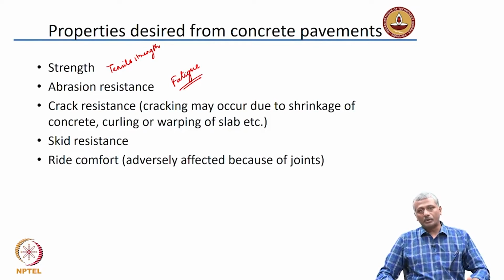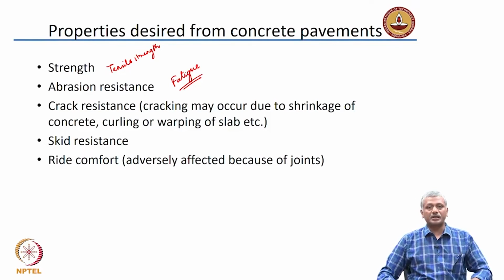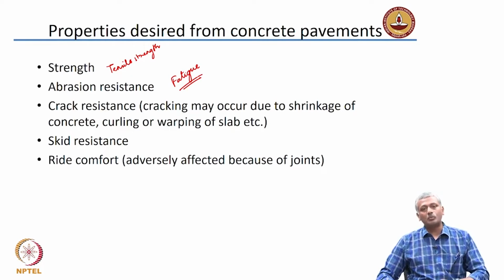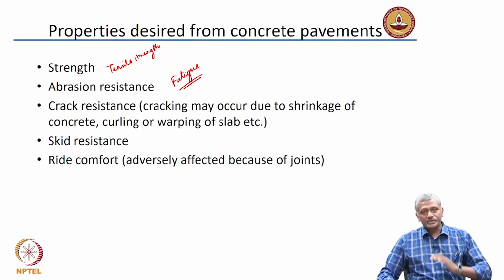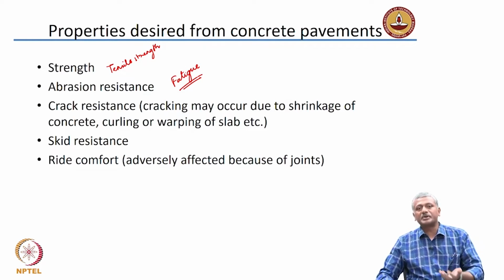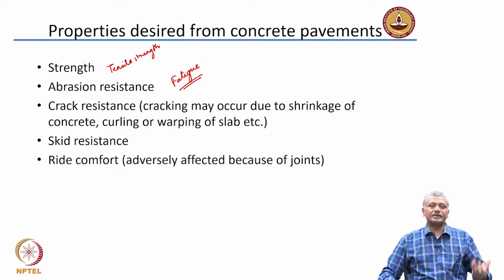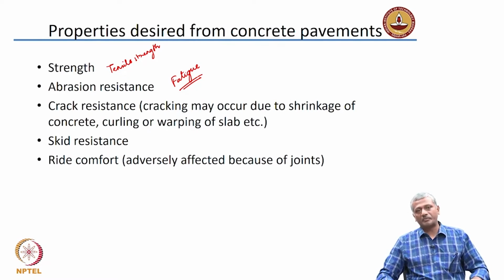Cracking resistance is very important. Cracks, as I said, may happen because of shrinkage of concrete, curling or warping, both of which are related to heat and moisture. Skid resistance is important on a concrete surface, and of course the riding comfort. Now, because these joints are present, the riding comfort on a concrete pavement is sometimes not as good as that you find on a flexible asphalt pavement.